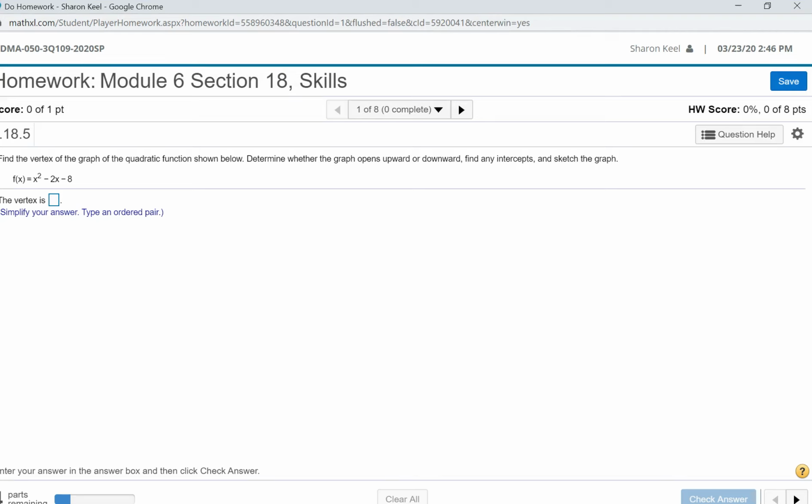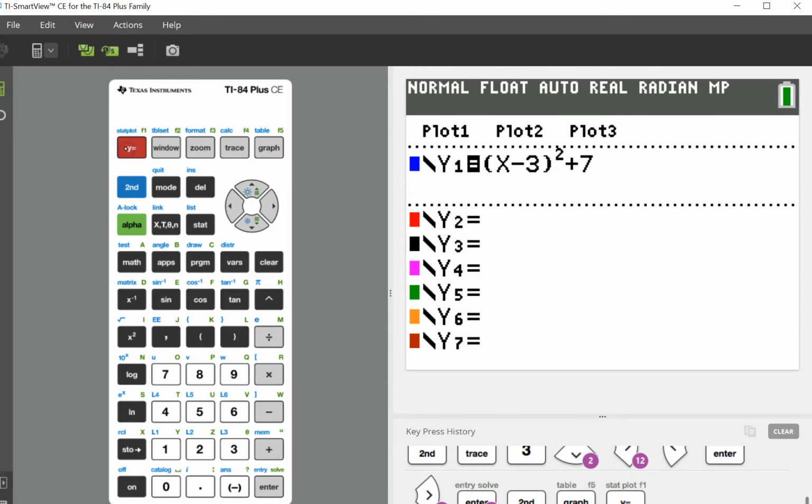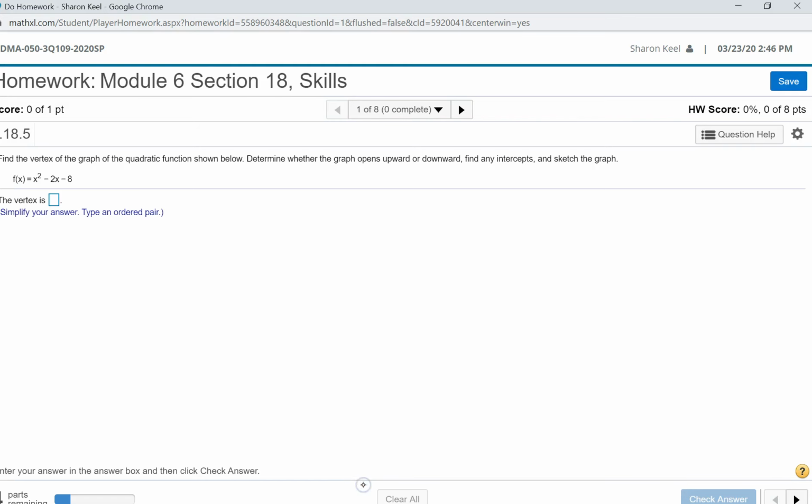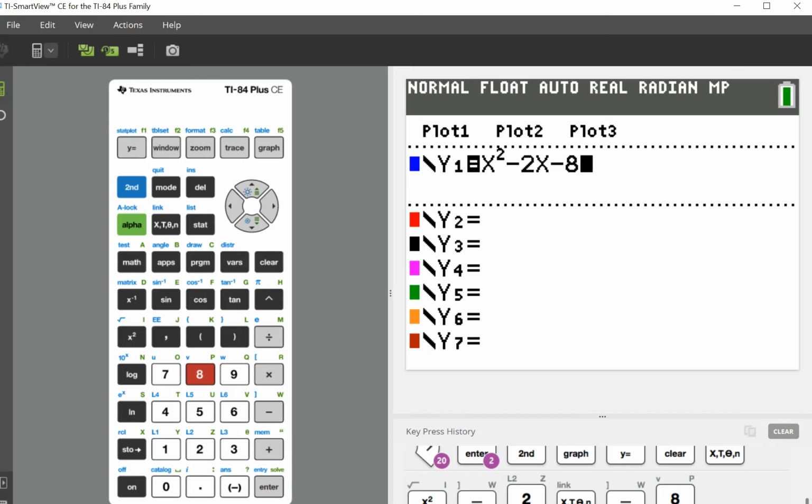They're going to ask you a lot of different questions. They're giving us a whole equation, x squared minus 2x minus 8. So we're going to come here. We're going to go to y equals x squared minus 2x minus 8. Let me make sure I typed it correctly. X squared minus 2x minus 8. Yes. Okay, so the first thing they're going to ask me for is, what is the vertex?